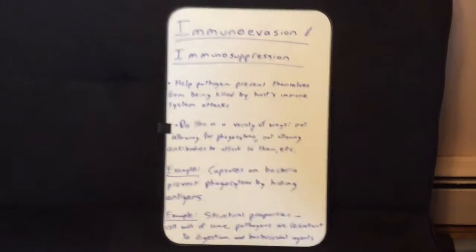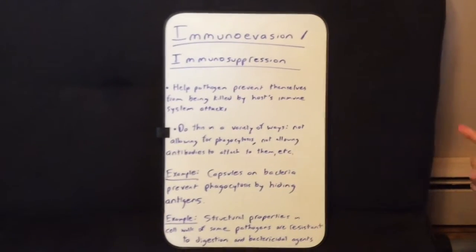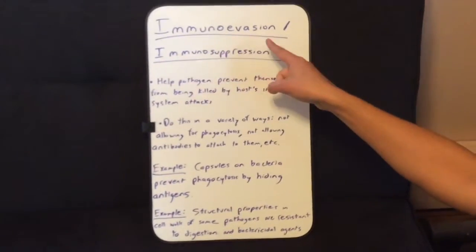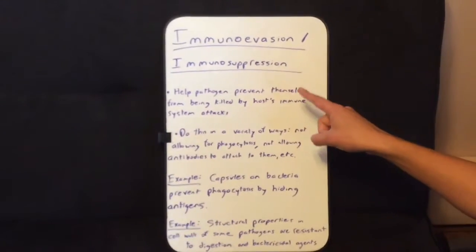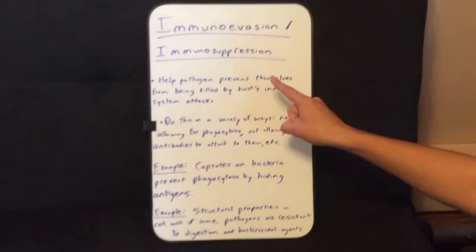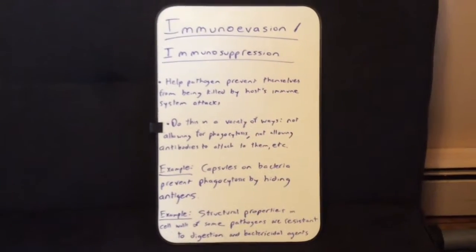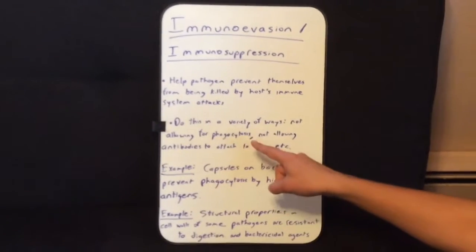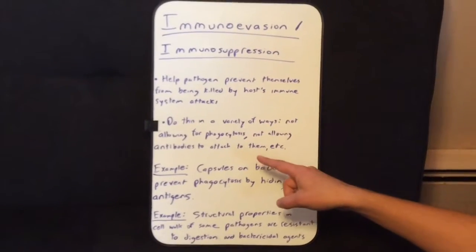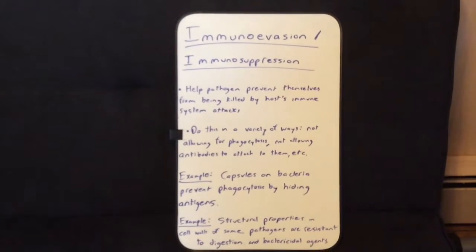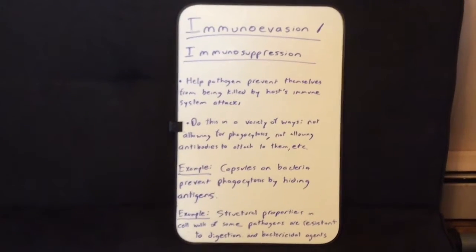Pathogens also use virulence factors to combat the host immune system response after initial infection. These virulence factors are called immunoevasion or immunosuppression factors. These factors help the pathogen prevent themselves from being killed by the host immune system response. They can do this in a variety of ways. Two of them are not allowing for phagocytosis and not allowing for antibodies to attach to them, among other things. Phagocytosis is the process of engulfing and digesting pathogens.